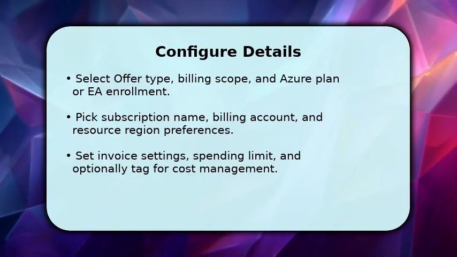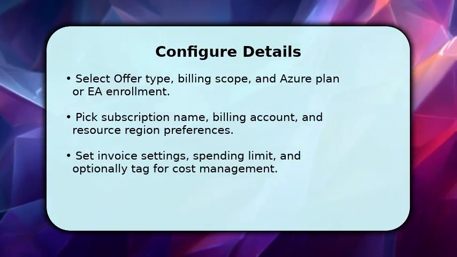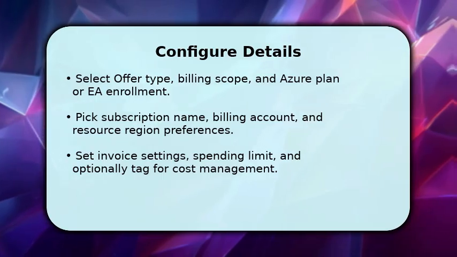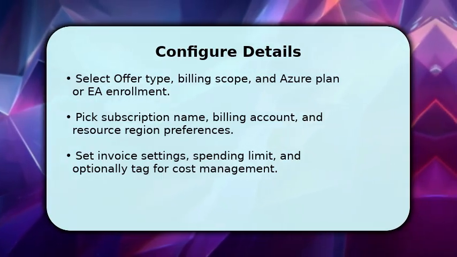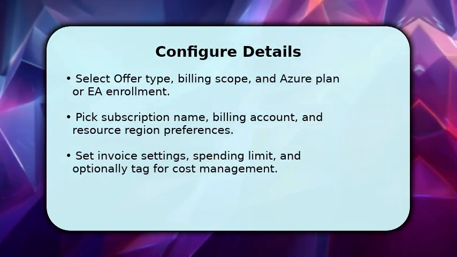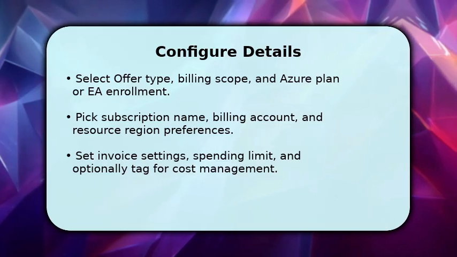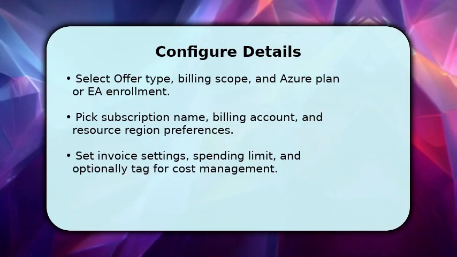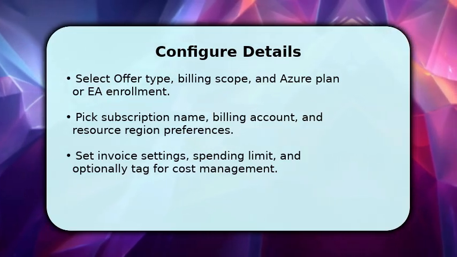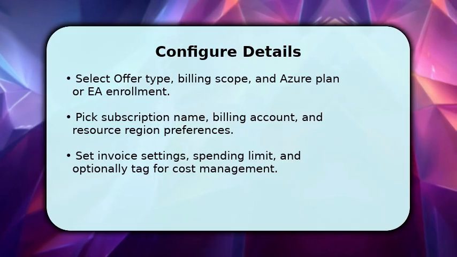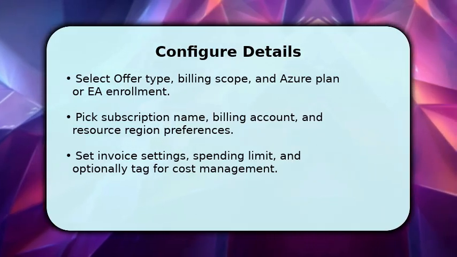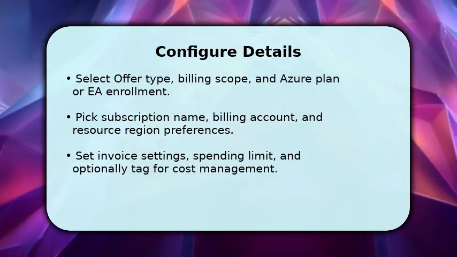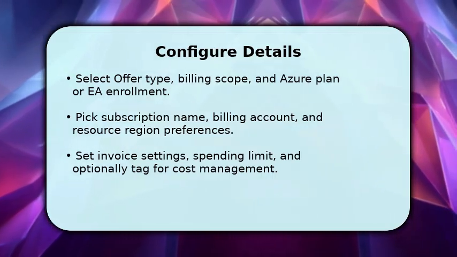Now you configure subscription details. Pick the offer type, pay-as-you-go, CSP, EA, and confirm the billing scope to link charges properly. Once done, give the subscription a clear name and select the default region for resources. This affects latency and pricing. Make sure invoice settings and spending limits reflect your policy, and add tags for cost tracking. When you finish, review the summary carefully so billing, directory, and role assignments are correct before creating the subscription.